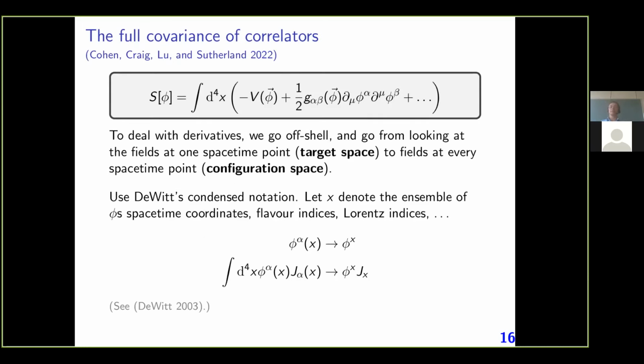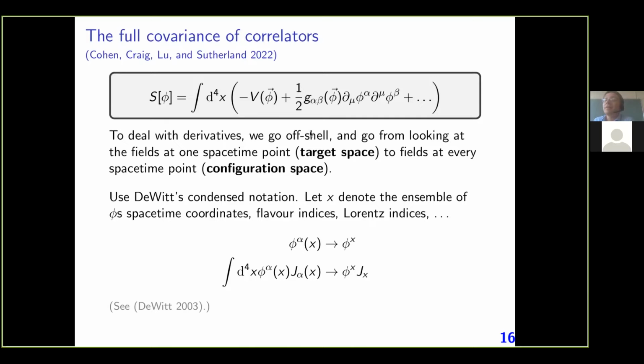So how do we do that? Well, up until now, we've just been working in target space. So we've been looking at one space-time point and looking at all the configurations of the fields at that one space-time point. Field redefinitions with derivatives are going to be mixing fields at nearby space-time points. So let's just take a step back and look at the entirety of configuration space. So all of the field configurations at all of the space-time points. And let's try and understand covariance in this space under field redefinitions.